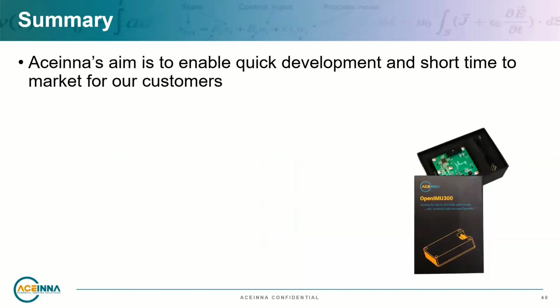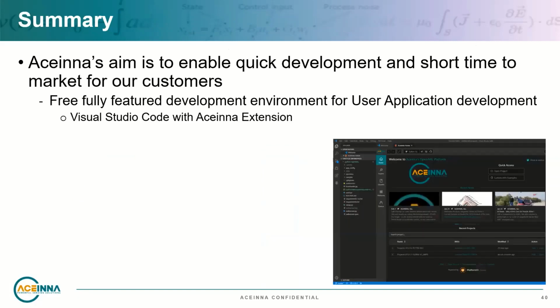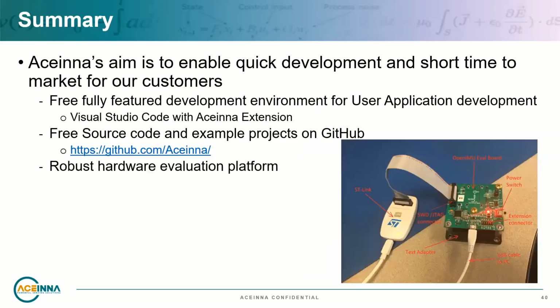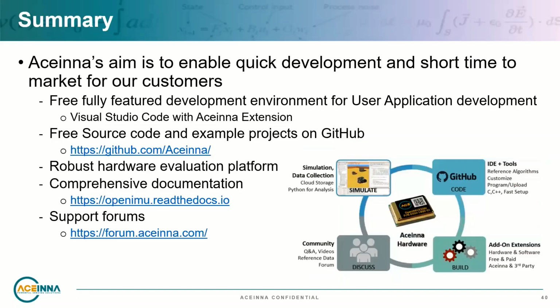So our main aim is to enable quick development and a short time to market for our customers. We provide a fully featured IDE that's free to use, and that's VS Code with the ACEINNA extension. We have free source code and example projects on GitHub. We also have the hardware evaluation platform and comprehensive documentation at OpenIMU.readthedocs.io and the support forum that Ravi showed earlier.